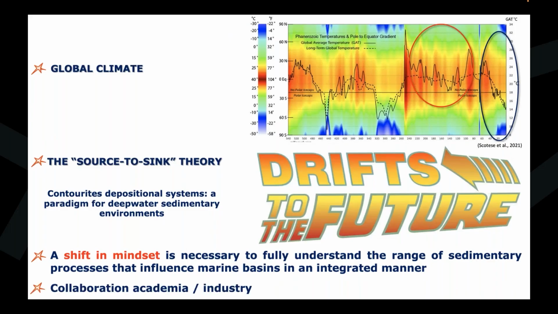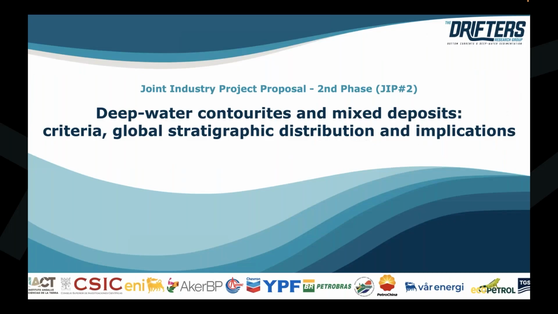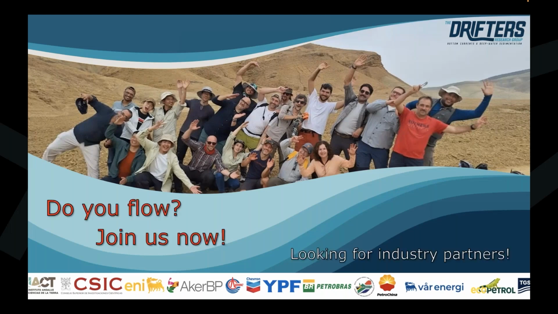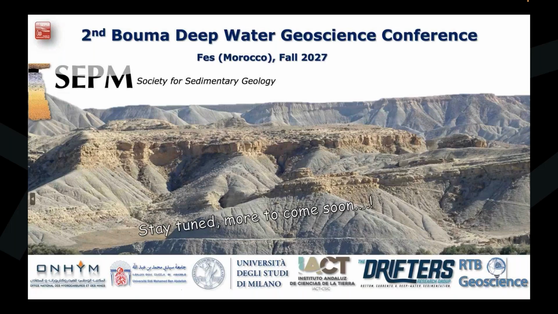And for that, it's not just academia, we need collaboration between academia and industry. Our group has a consortium with 11 companies, and it's going pretty well. We are all going with the flow, and if you want to go with the flow too, please join us. We are looking for industrial partners.